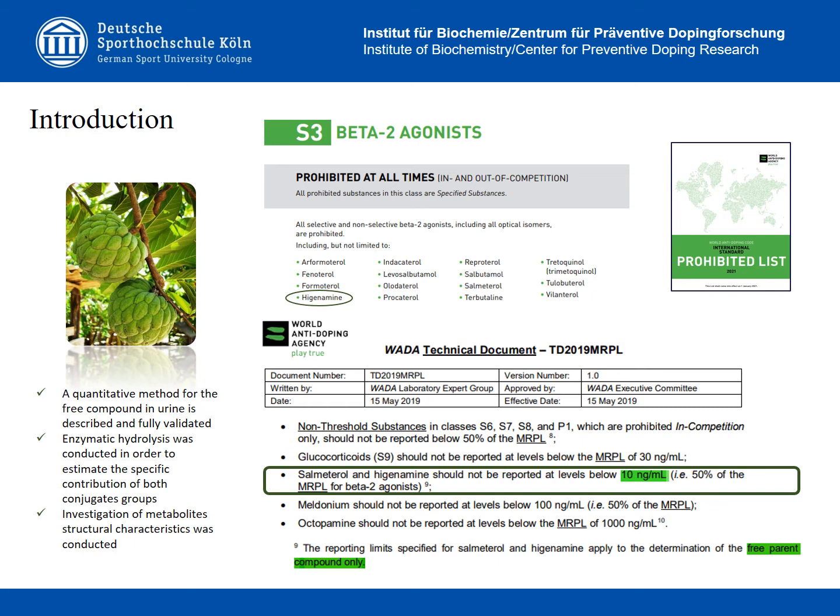In a second step, the estimation of the specific contribution of Higenamine metabolites was performed. This contribution has been previously tested. However, in this case, enzymatic hydrolysis was performed in order to estimate the specific contribution of both conjugate groups. And finally, the investigation of the metabolites' structural characteristics was also conducted.